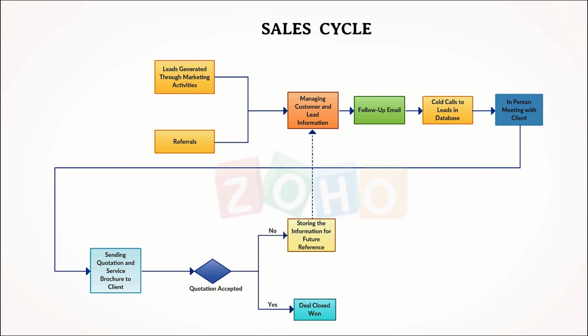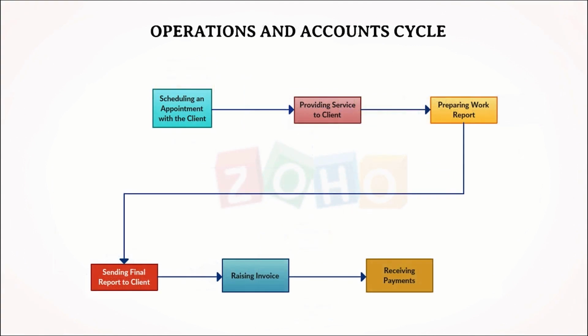The operations and account cycle then begins. This starts with the operations team scheduling an appointment with the client after the required services have been provided. Once the implementation is finished, a work report is prepared and shared with the client, after which an invoice is raised and payments are received. This then ends the financial cycle.